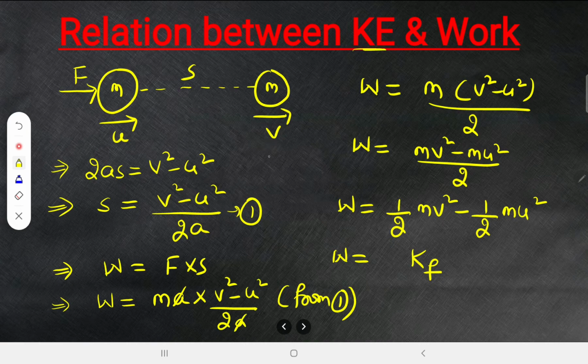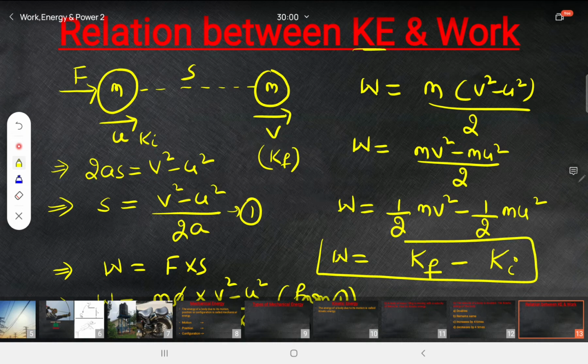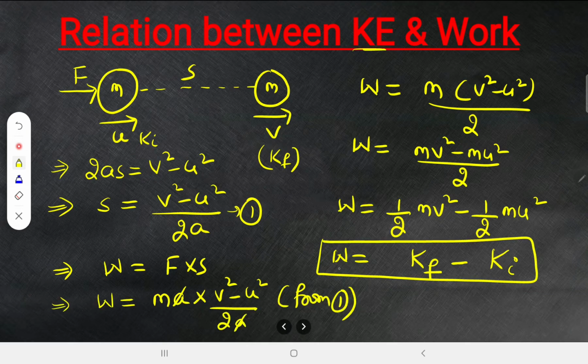Because this is the final velocity, it must be giving some final kinetic energy. This is the initial velocity, so it must be giving some initial kinetic energy. So you can directly write this is final kinetic energy minus initial kinetic energy. Are you understanding my point? Work done on a body is equal to final kinetic energy minus initial kinetic energy. Now if they are asking how much work is done, no need to worry about force or displacement. You can directly write work done is equal to final kinetic energy, that is half mv square, minus initial kinetic energy, that is half mu square. So whatever this work done is, it is the difference of these two kinetic energies.